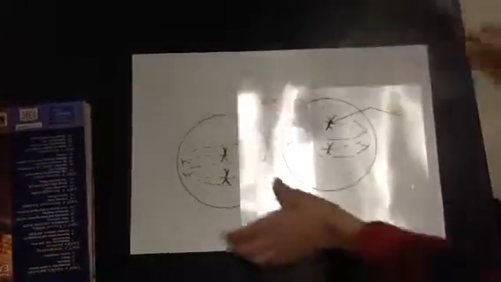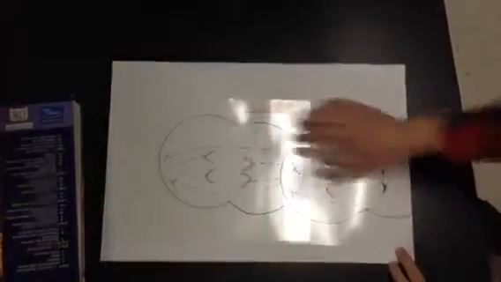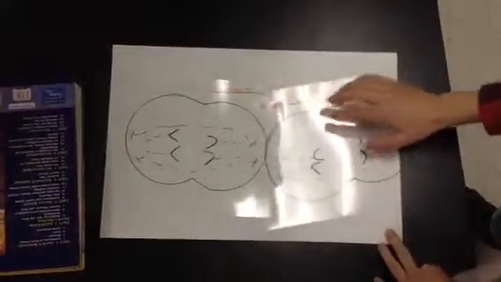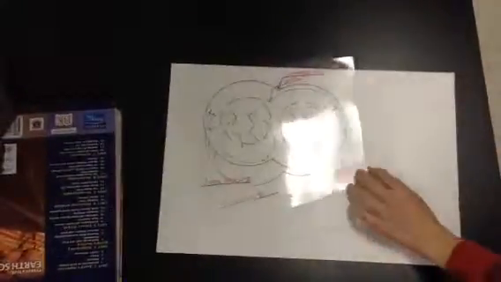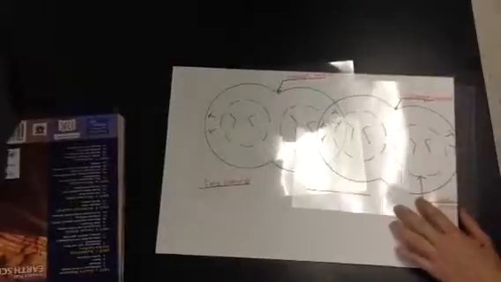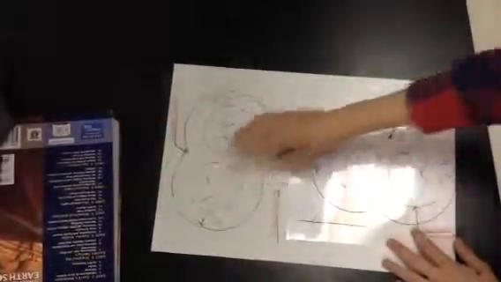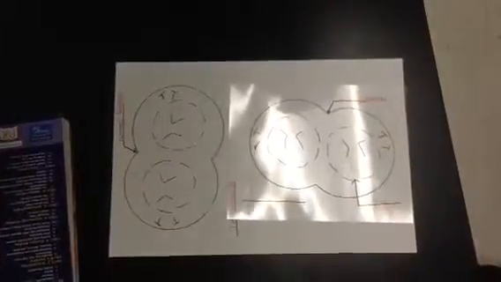Then we have anaphase 2, and just as we saw before, the sister chromatids are pulled to opposite sides of the cell by the spindle fibers. Then we come to telophase 2. In this phase, the nuclear membrane reforms, and the cell membrane begins to divide. The chromosomes unravel into chromatin again, and the spindle fibers dissolve.